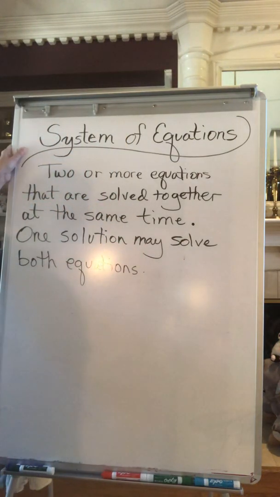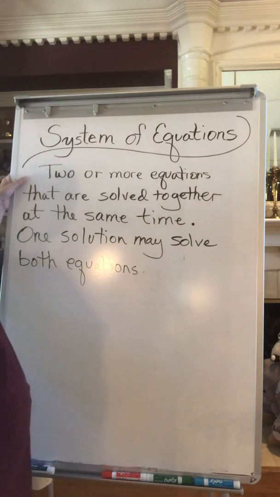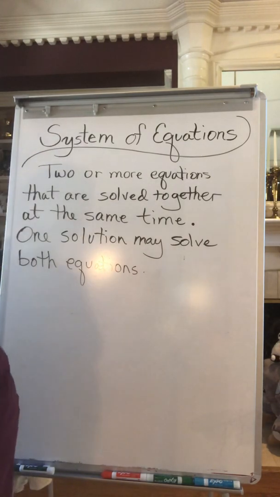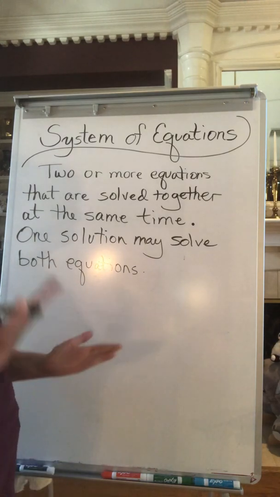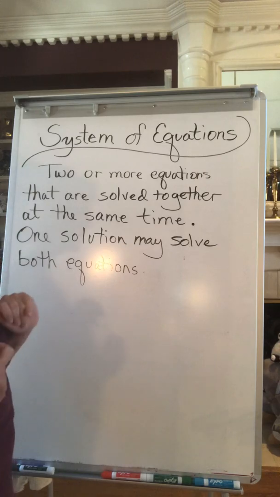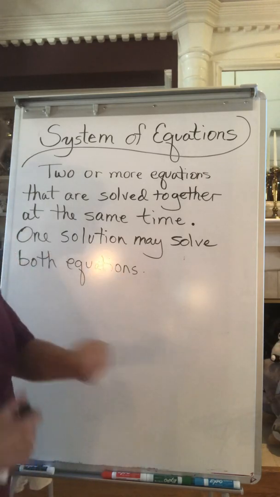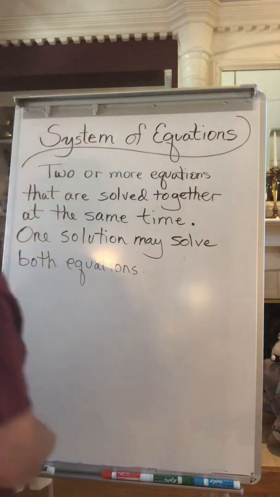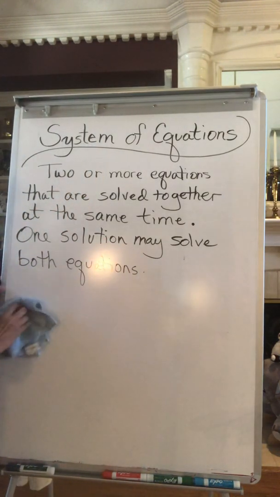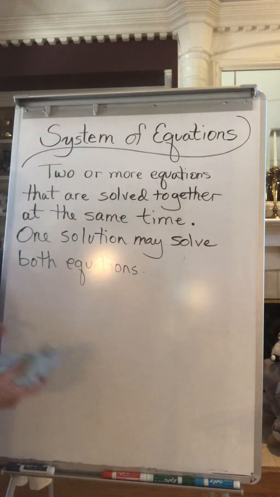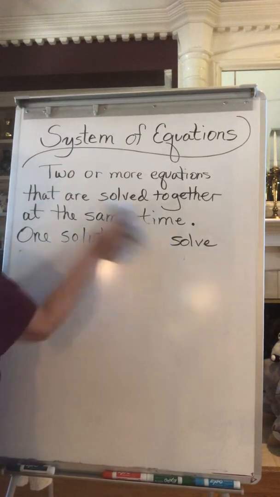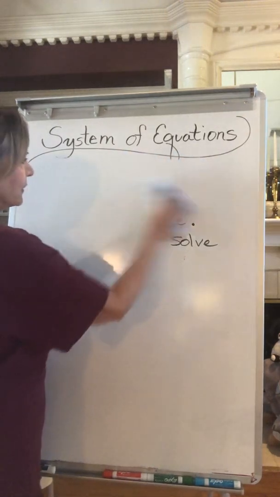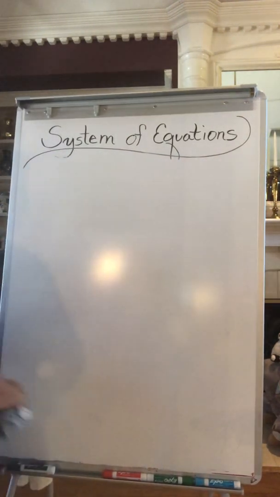This is your definition. System of equations: two or more equations that are solved together at the same time. So we'll be working them together. One solution may solve everything. Isn't that good? Okay, so let's do an example. Write down your definition. Definitions are important. Vocabulary is important.